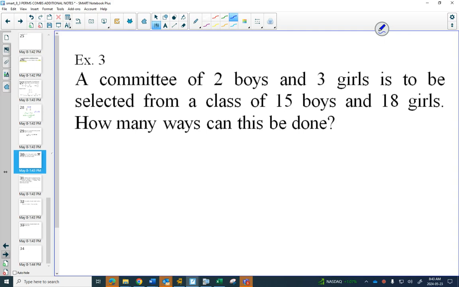Committee. So first of all, we see the word committee, we see the word group. The order doesn't matter. A committee of 2 boys and 3 girls is to be selected from a class of 15 boys and 18 girls. How many ways can this be done? Well, you have 2 decisions to make here. You have to decide which are going to be your boys and which are going to be your girls.